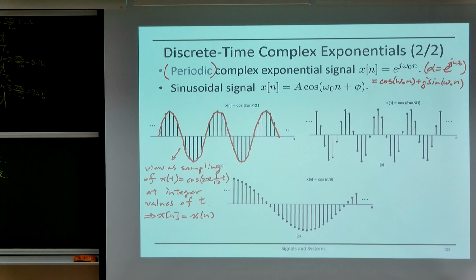So here we're sampling the signal. We're sampling, in general, the signal cosine 2 pi omega naught t at integer values of t. And in this example here, omega naught is 1 over, sorry, I should use radians for frequency. So here we have cosine omega naught t, where omega naught is 2 pi over 12.